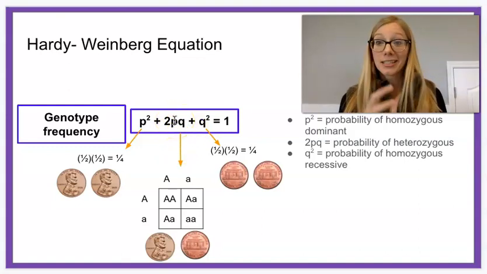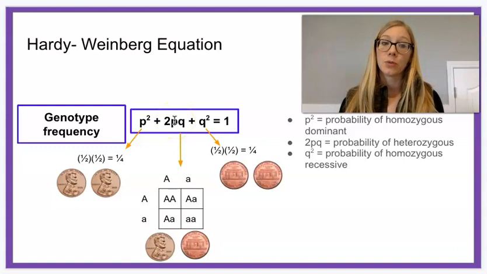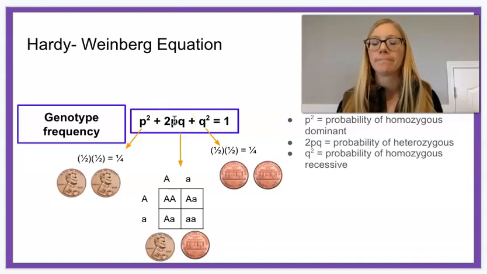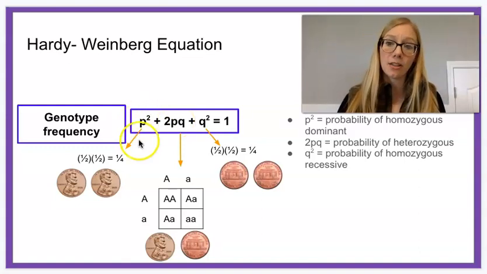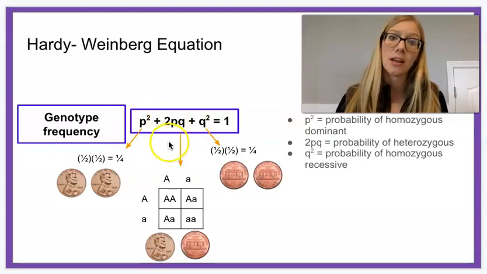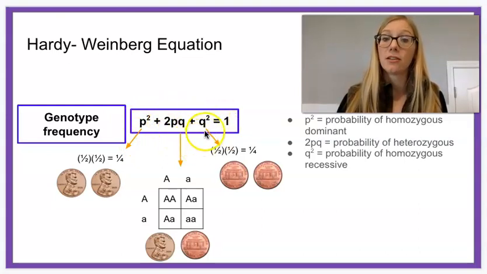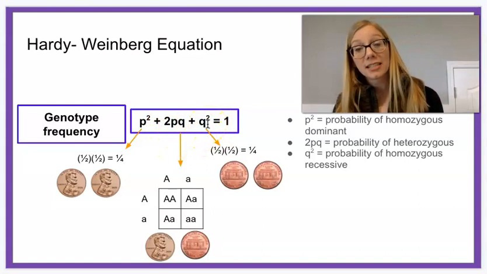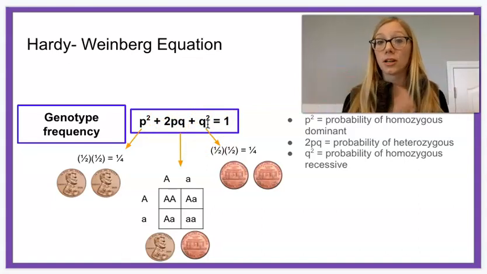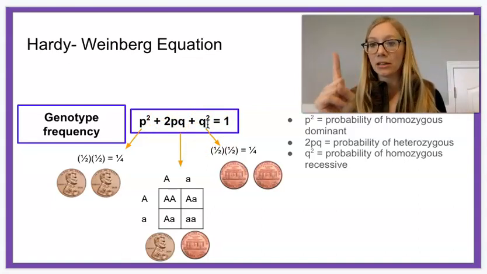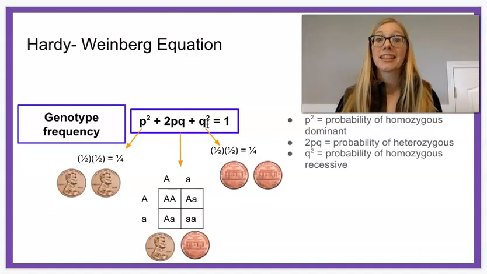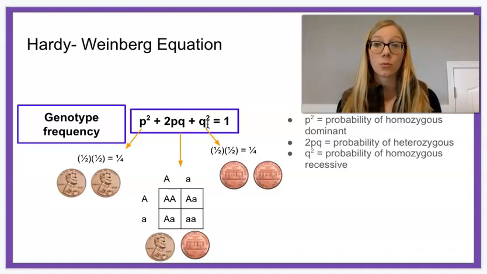So these take into account all the different genotypes we could have in our population. And so if we take all the homozygous dominant genotypes, all the heterozygous genotypes, and all the homozygous recessive genotypes, add them together, that's going to include our entire population, which is equal to 1. Okay, those are the Hardy-Weinberg equations.